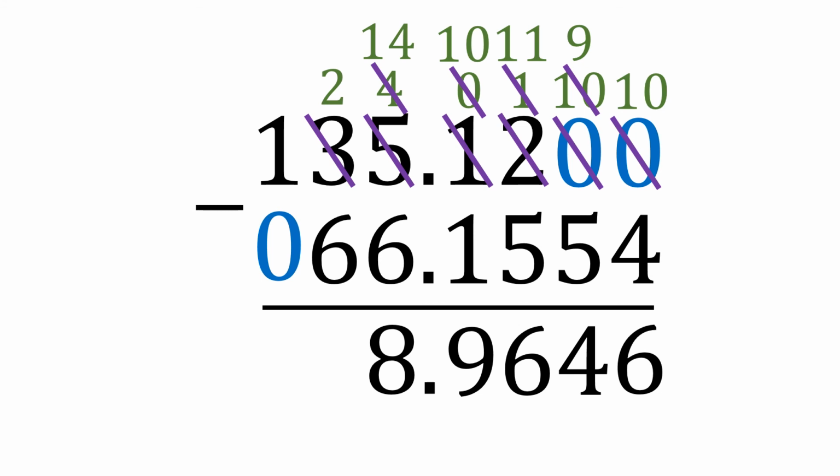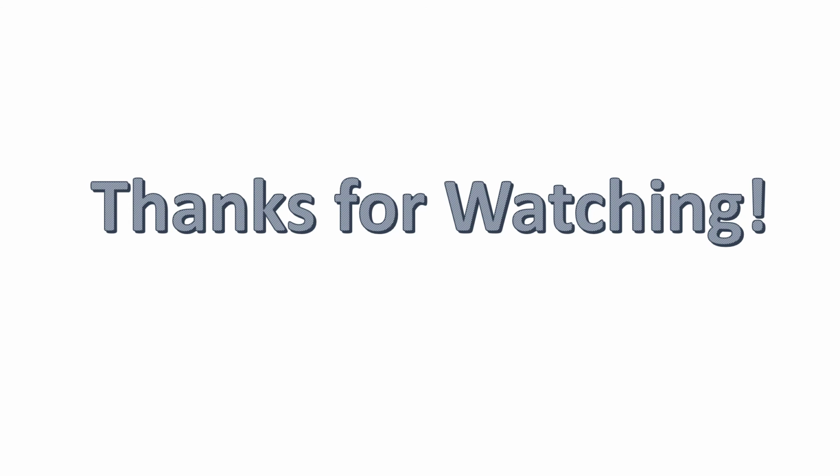Again, we cannot subtract 2 by 6, so we need to borrow. So 1 becomes 0, and 2 will be added by 10, now it's 12. Then continue subtracting. 12 minus 6 is 6. Then 0 minus 0 results to 0, so we don't need to write it. So the final answer is 68.9646, or we can read it as 68 and 9,646 ten-thousandths.